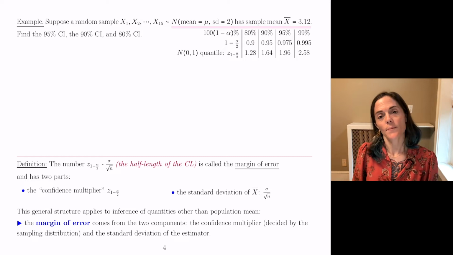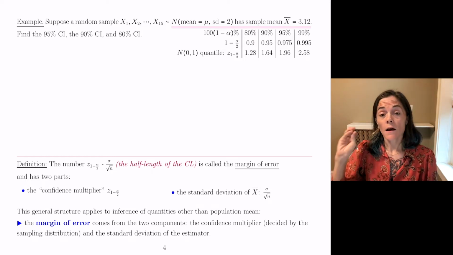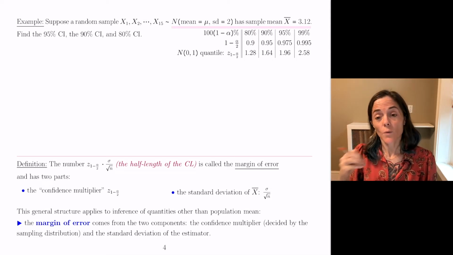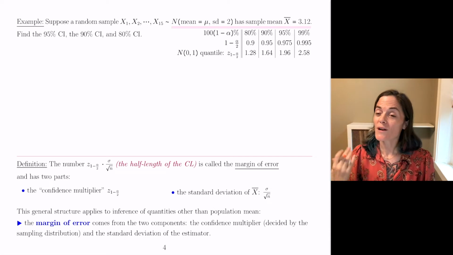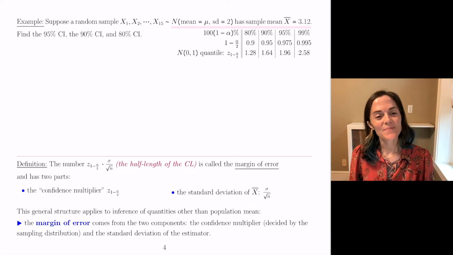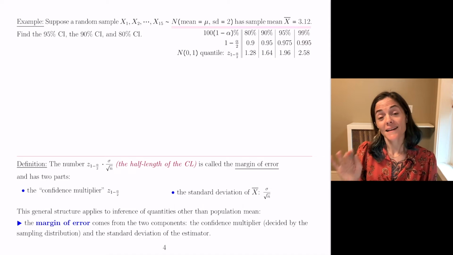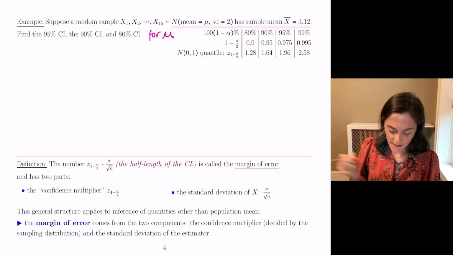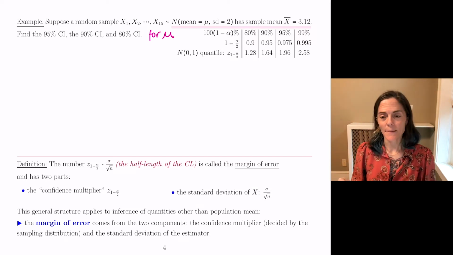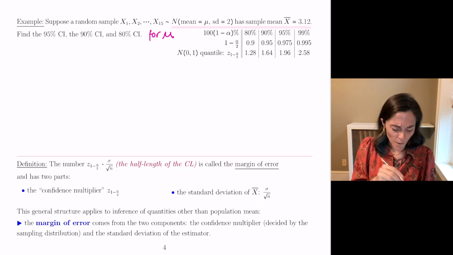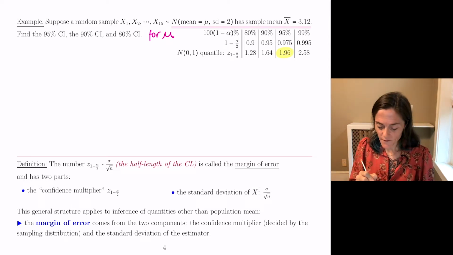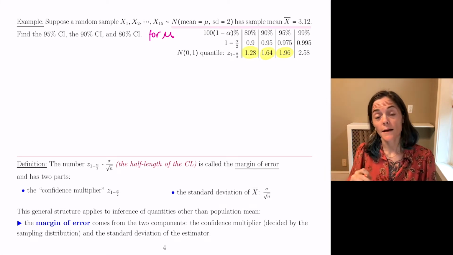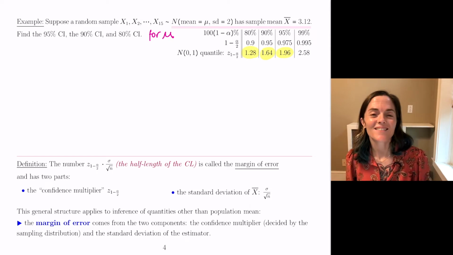Suppose we have a random sample. We can see it's of size 15, from the normal distribution, the mean is unknown. Standard deviation, we're assuming is known, it's 2. And we know the sample mean, 3.12. We want to find the 95%, 90%, and 80% confidence intervals. This is for this mu, population mean. So what are we going to use out of this table? Well, 95, 90, and 80. These will be this multiplier, the z sub 1 minus alpha over 2.